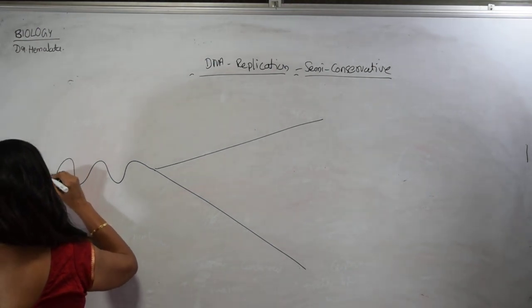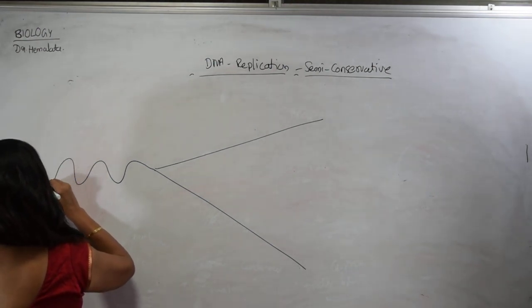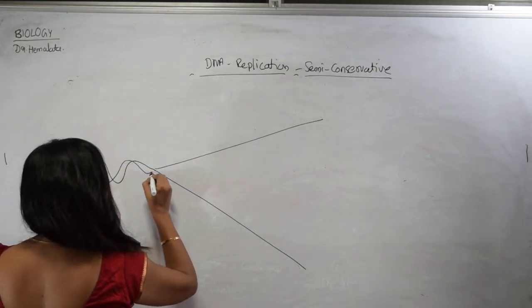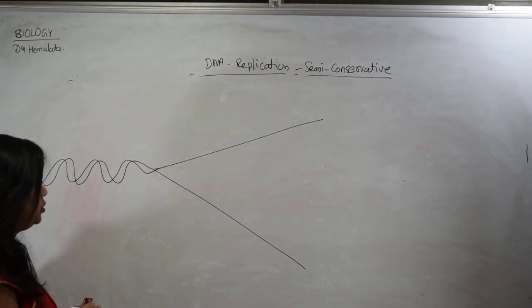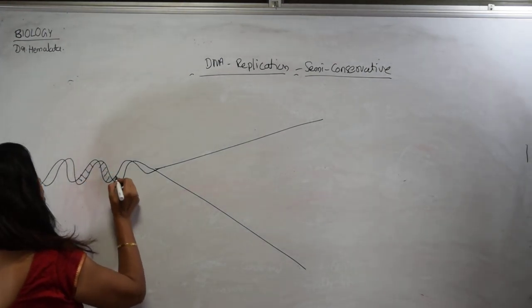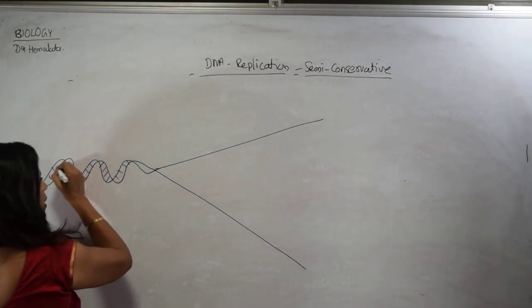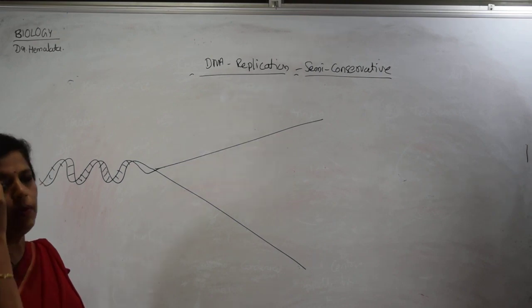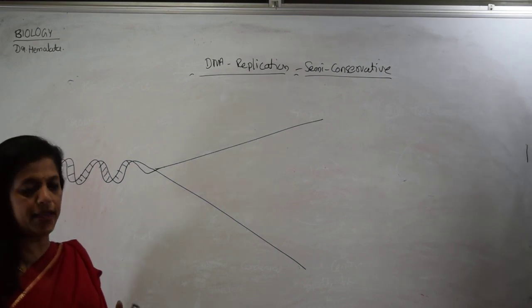This is the DNA. This is the coiled DNA. This is separated DNA. Okay, I have understood. This is the double-strand DNA. This is coiled here. It is helically coiled, and then it is separating. Now, first, what happens is there will be unwinding of double-stranded DNA.